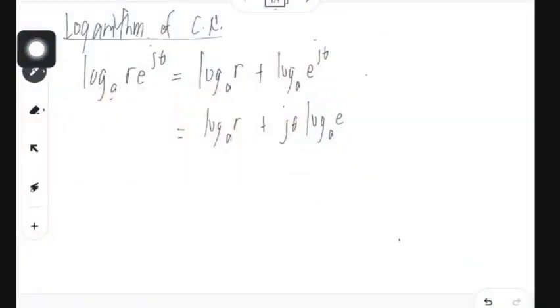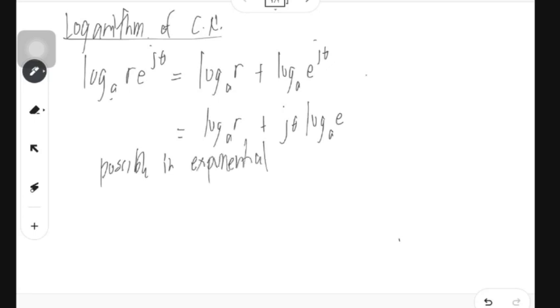Do you follow? So it means to say that logarithm of a complex number is only possible in exponential form. So if you are interested in the logarithm in rectangular form, convert rectangular to polar, then polar to exponential. That is the only form we can use for the logarithm.